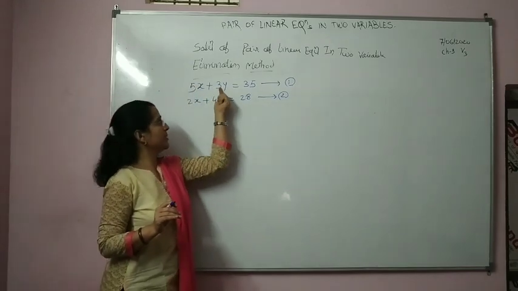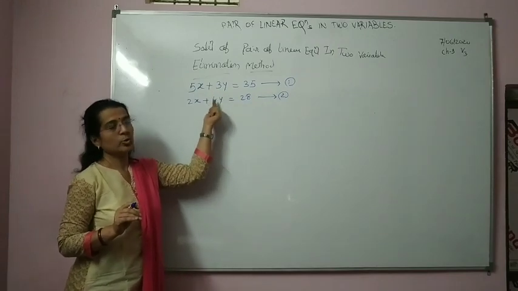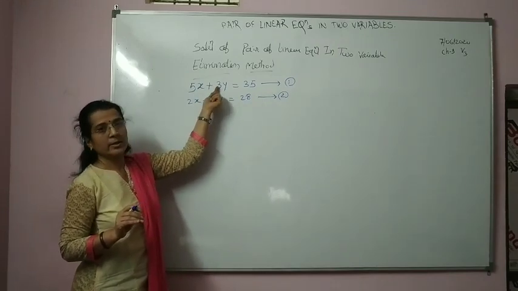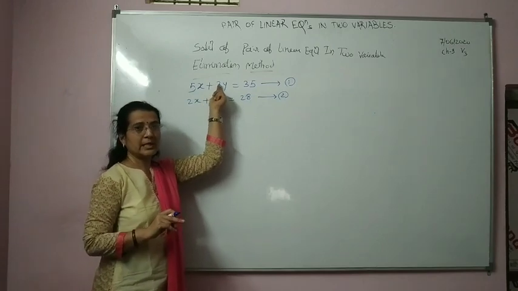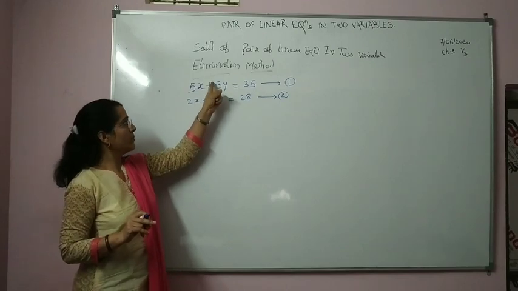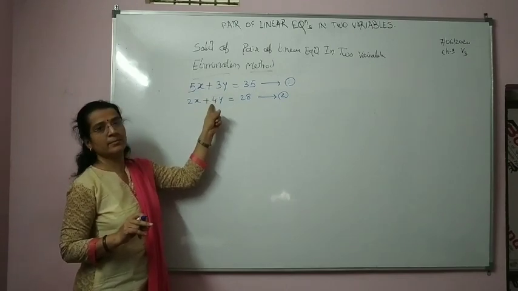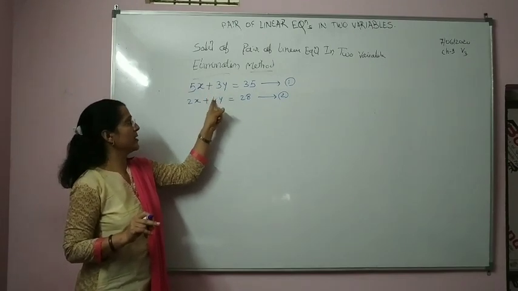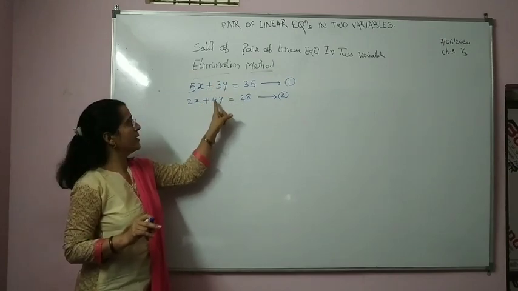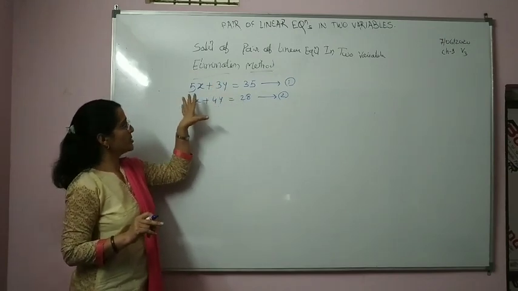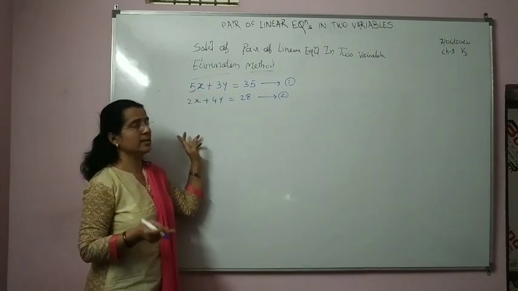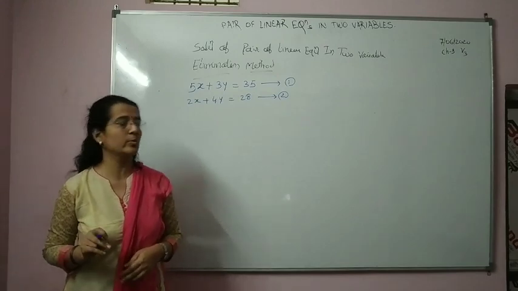If you want to eliminate y, just take the LCM of the coefficients of y. Here in the first equation the coefficient of y is 3, and in the second equation the coefficient of y is 4. To make their coefficients the same, their LCM is 12. It means we can easily make this 3 as 12 and 4 as 12. So in this way, you can eliminate either x or y just by making their coefficients equal.